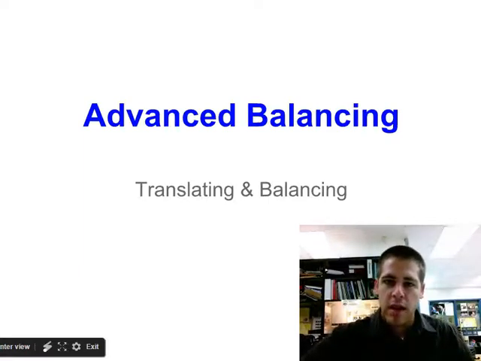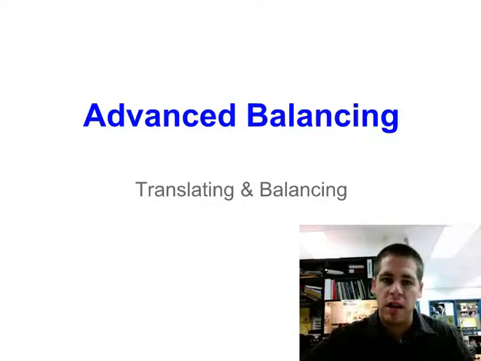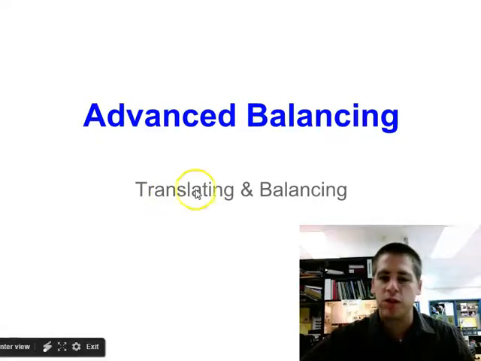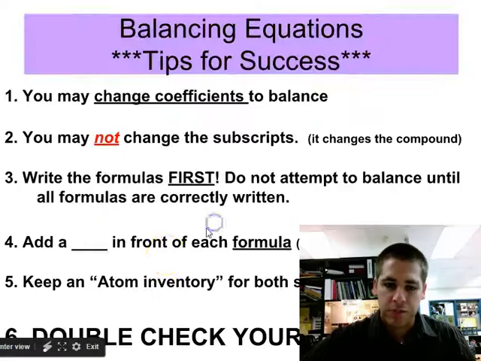We're going to talk about balancing equations again, but this is kind of another layer to the problems. We're calling this advanced balancing. It's the same thing. It's just we're kind of adding nomenclature to it as well. Okay, because we're translating from words to the formulas and then balancing. All right, so let's get started.